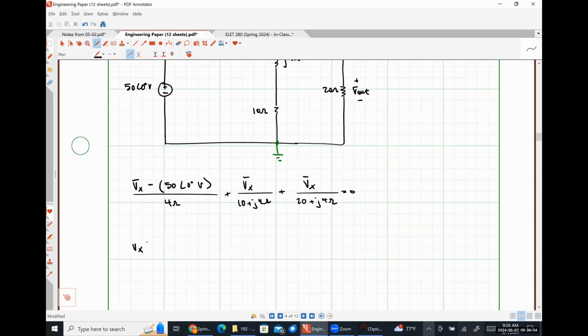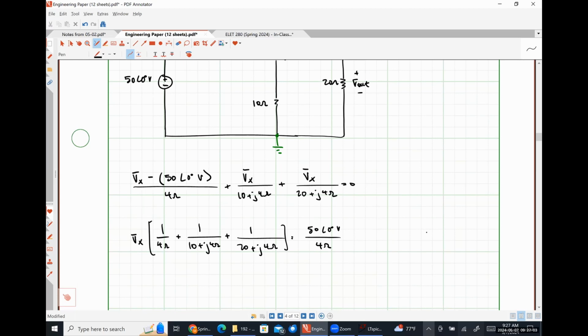So I would have Vx times 1 over 4 ohms plus 1 over 10 plus j4 ohms plus 1 over 20 plus j4 ohms is equal to 50 angle 0 degrees volts over 4 ohms. We'll grab a calculator real quick. Solving this differently than I did previously.